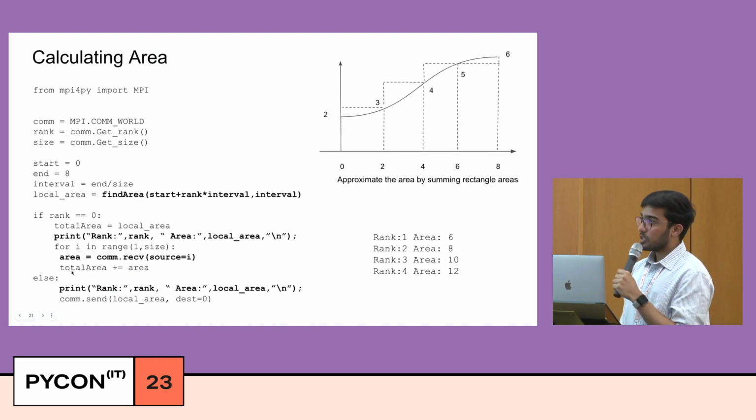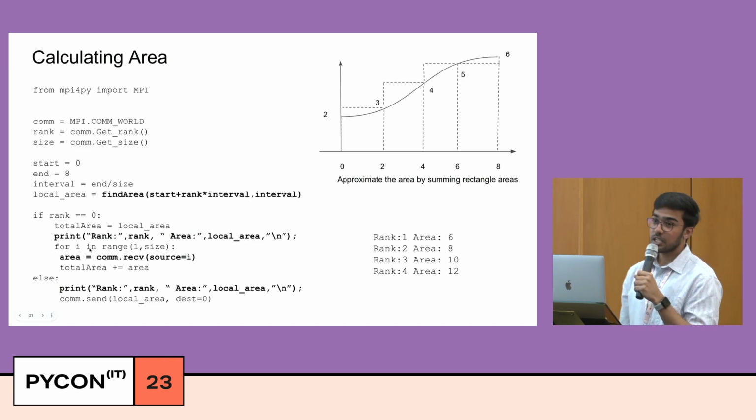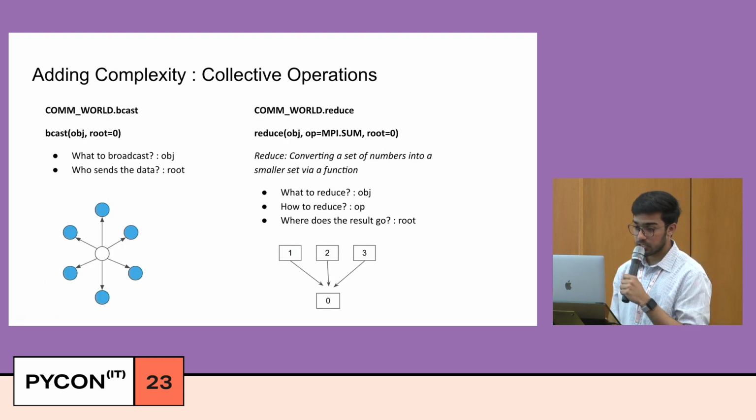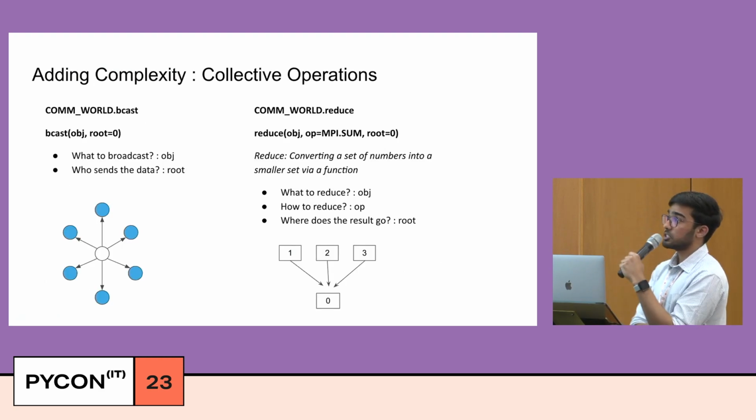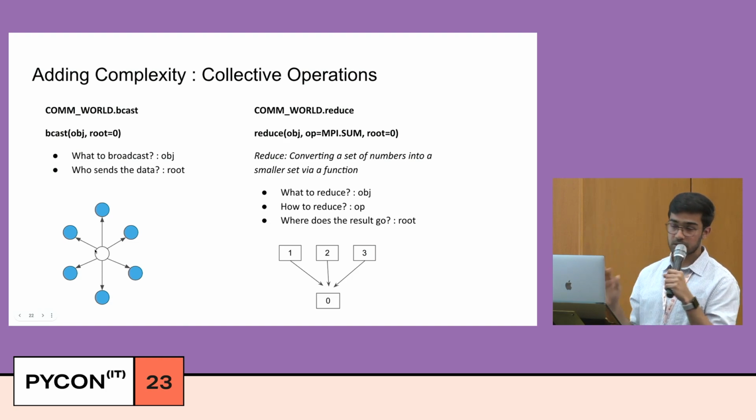Now, this was a lot of for loops and a lot of send and receive messages. There are slightly better communication paradigms in MPI which we can discuss. These are called collective operations. The first collective operation is broadcast. What if one process needs to send data to all the other processes in the group?